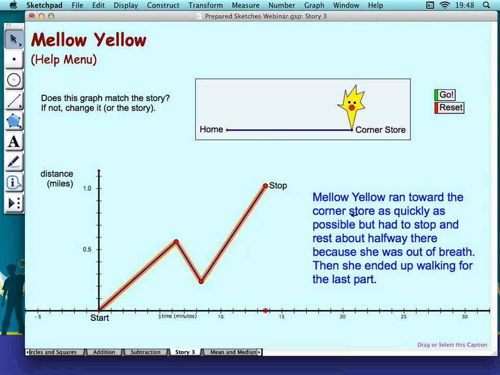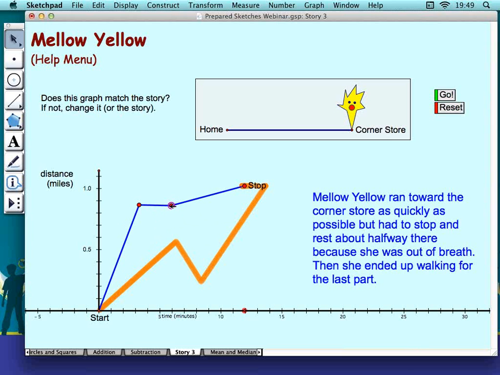So now we have the job of trying to connect this motion and this graph to the story. Did she run toward the corner store as quickly as possible but stop and rest? We didn't see her rest at all. So students need to change either the graph or the story. In this case, we're going to ask them to change the graph. She ran towards the corner store quickly. So after a little bit of work with these graphs, we can make that first section make her run quickly.